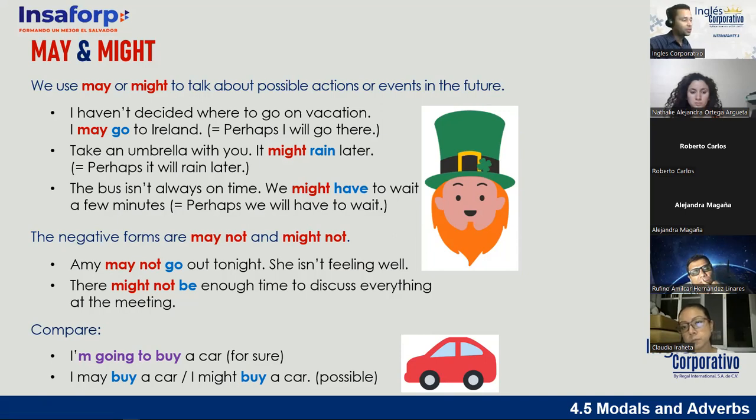But what happens in this case when you say, I may or I might buy a car? That means you are not sure about it. It's only a possibility. You see, I may buy a car, I might buy a car. That means it is possible only. You are not sure. It's only possible.